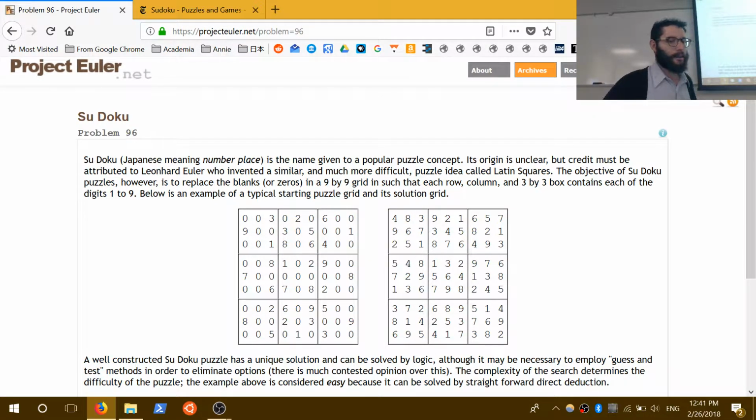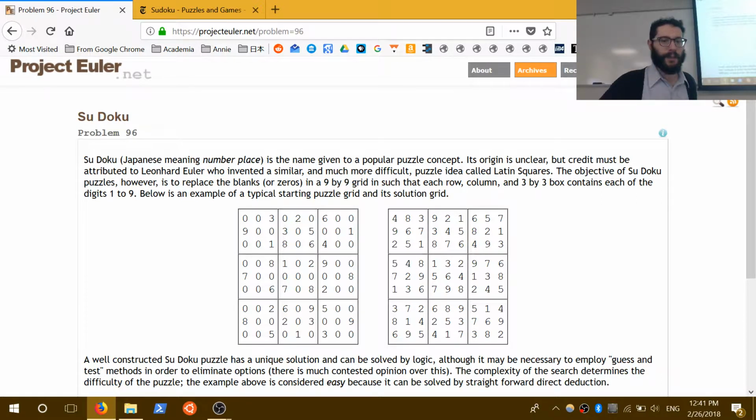So Euler made a similar but much more difficult problem called Latin squares, but Sudoku is fairly straightforward. It's simple. It's got simple rules, which makes it a good puzzle, and it's simple to understand, hard to master, which is one of those nice things that make it a very timeless kind of game, and very easy for everybody.